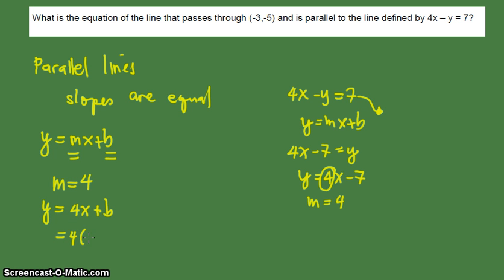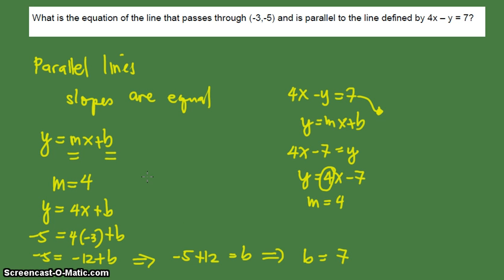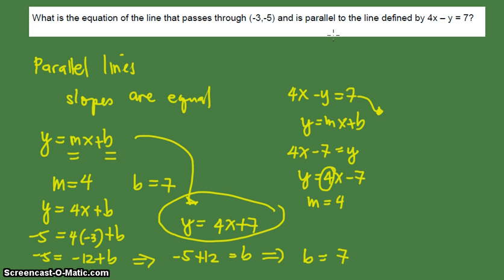It says if the x is negative 3, the y value is negative 5. So you have negative 5 equals 4 times negative 3 plus b. And if you solve this equation, you have negative 12 plus b. And this will be negative 5 plus 12 equals b, which means that b is equal to positive 7. So now that you know the m and b, you can now write the equation as y equals 4x plus 7. So this is the line that is parallel to the line 4x minus y equals 7, or y equals 4x minus 7.